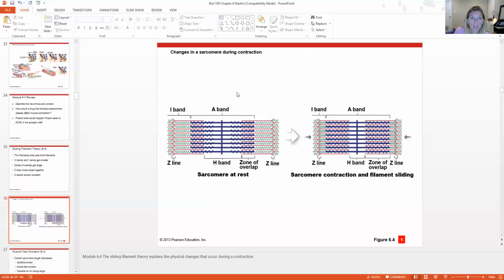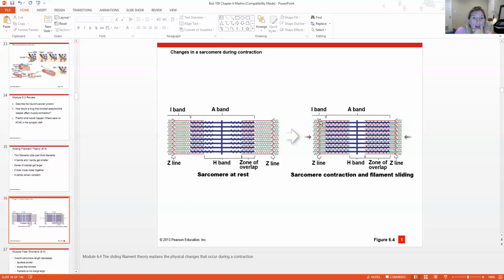So here's where it all happens. Here you see Z line to Z line. This is our sarcomere. You have that M line in the middle. This is where all of our thick filaments are rooted. The Z lines are where all of our thin filaments are rooted. Notice the zone of overlap here. And when that cell contracts, when those myosin heads contract and they pull those thin filaments in one direction, the sarcomere now gets shorter. The thin filaments move toward one another.